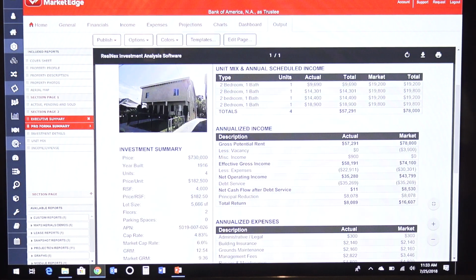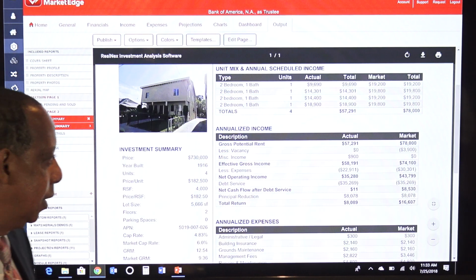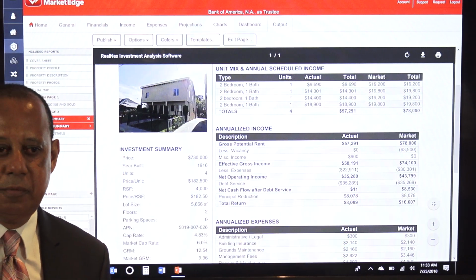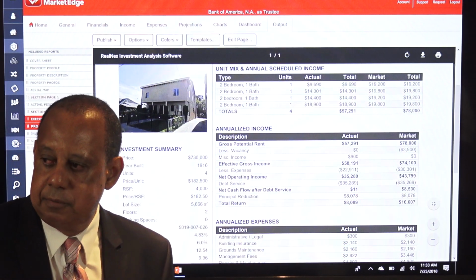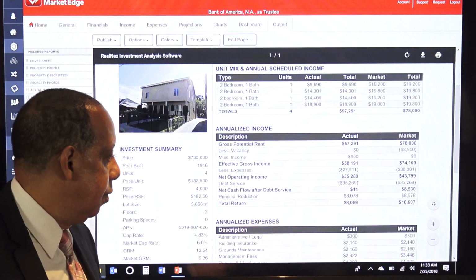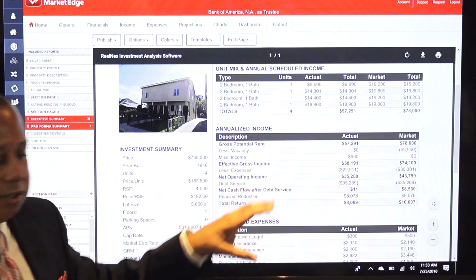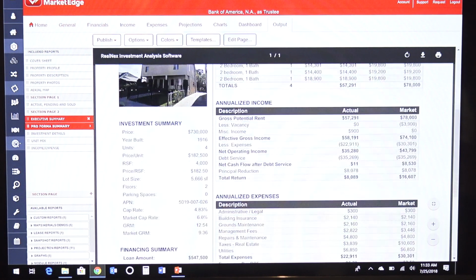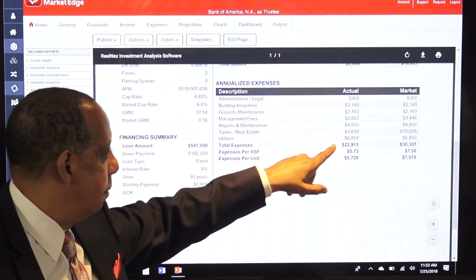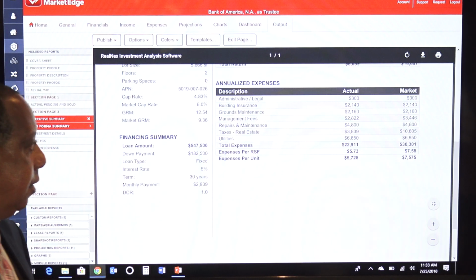Ouch. But look at your principal reduction, okay? Because what happens each year after you pay the mortgage, the principal goes down. That's money in your pocket, right? And then you have your total return, okay? This is your analyzed income, and as we go up, we see that we have our expenses. That comes up to about $22,000 a year.